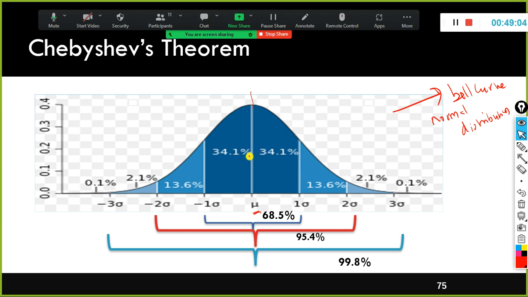So what Chebyshev's theorem says is that almost 68% of the data lies between minus 1 sigma to plus 1 sigma. Listen very carefully. It's very simple, I will make it very simple. Don't worry. On the left side of the mu, you can see minus 1 sigma, minus 2 sigma, minus 3 sigma. On the right side of the mu, you can see 1 sigma, 2 sigma, 3 sigma.